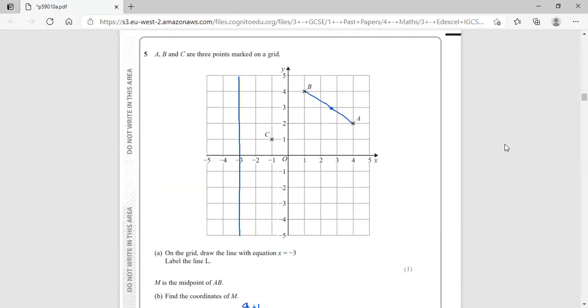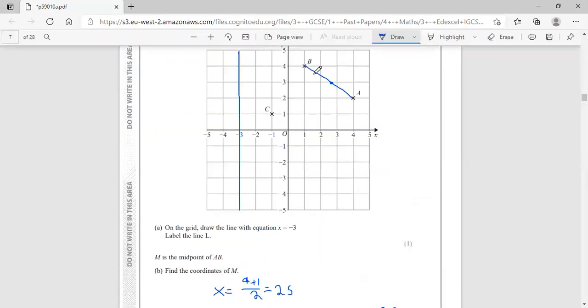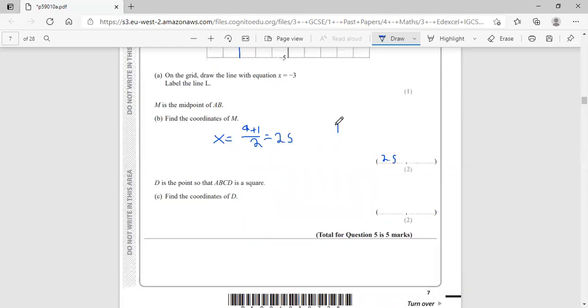We've got 4 and 2 as the y coordinates. Remember, you look along the axes, go across and read across, sorry. So we've got 4 plus 2 divided by 2, which will be 6 divided by 2, which gives you 3 as the y coordinate. Okay, y equals 3. So we've got 2.5 and 3. D is the point so that ABCD is a square. Find the coordinates of D.